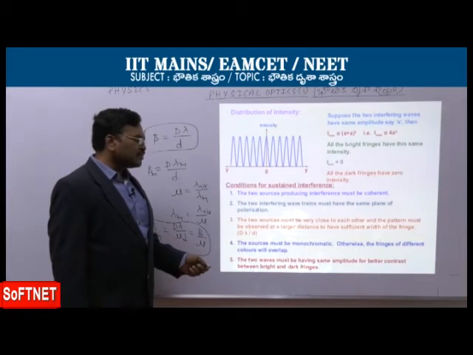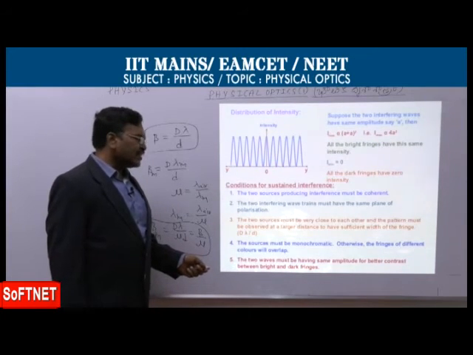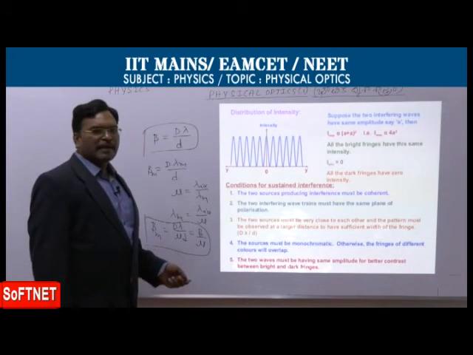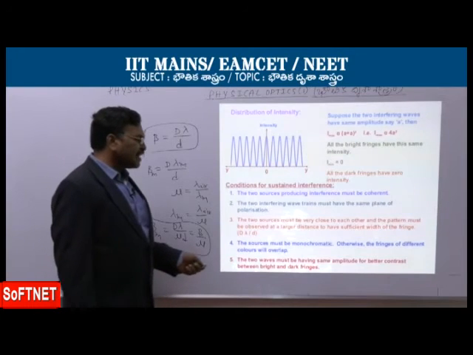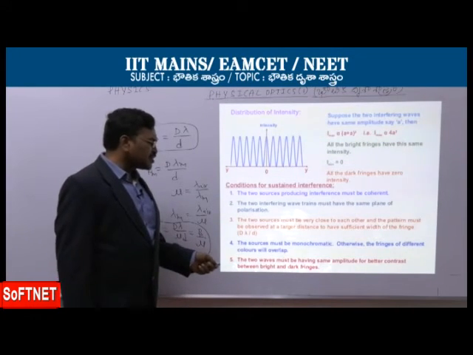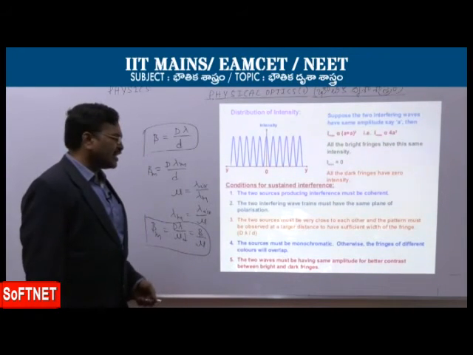Here the source must be monochromatic, otherwise the fringes of different colors will overlap. Here monochromatic means what? Not white light. Here the sources must be monochromatic. Monochromatic means what? Not white light.